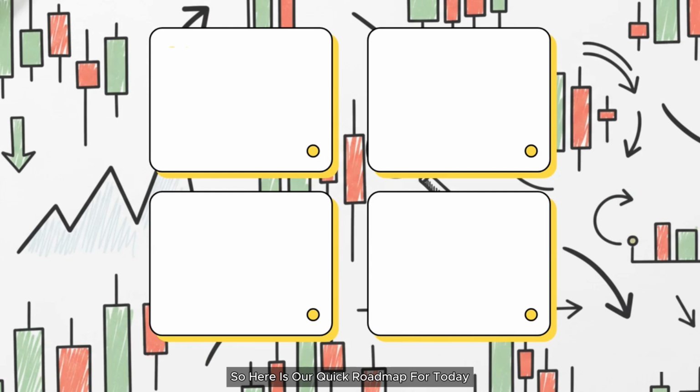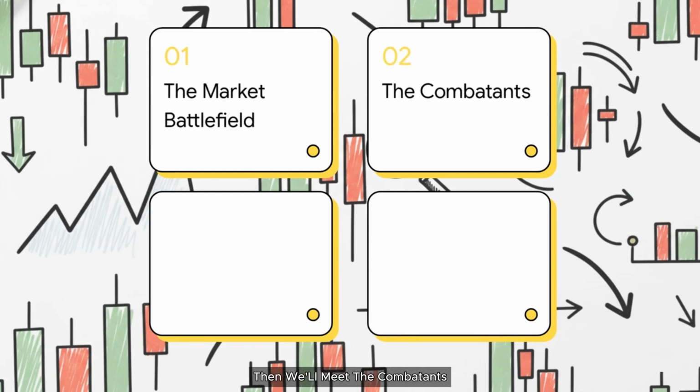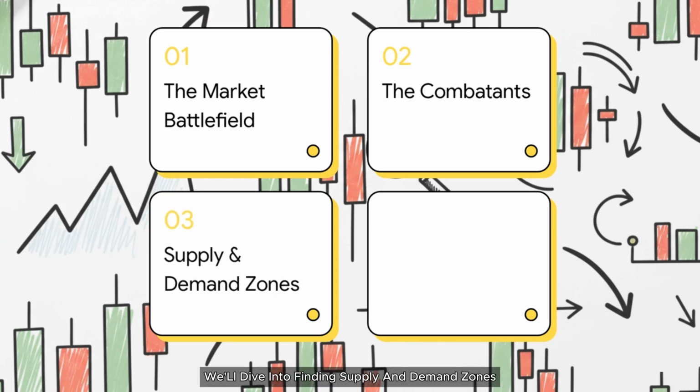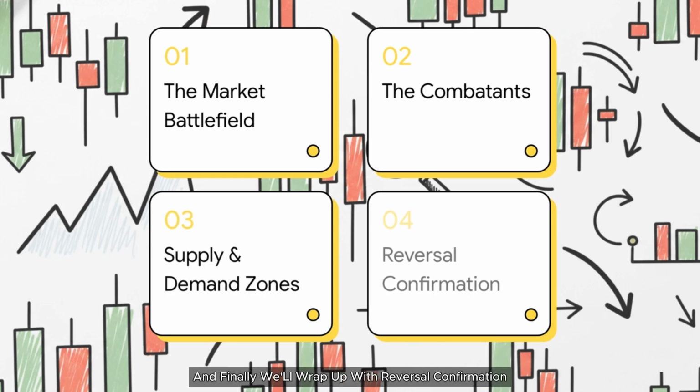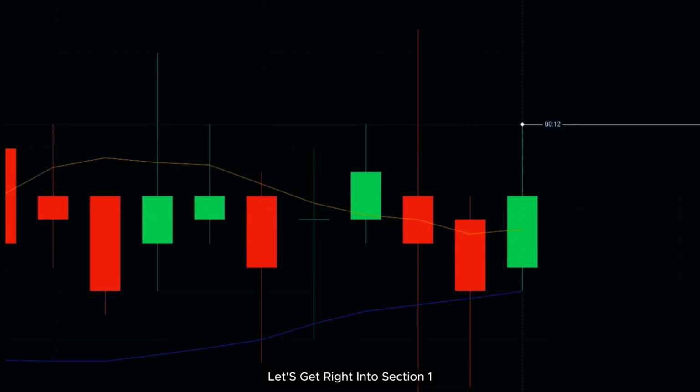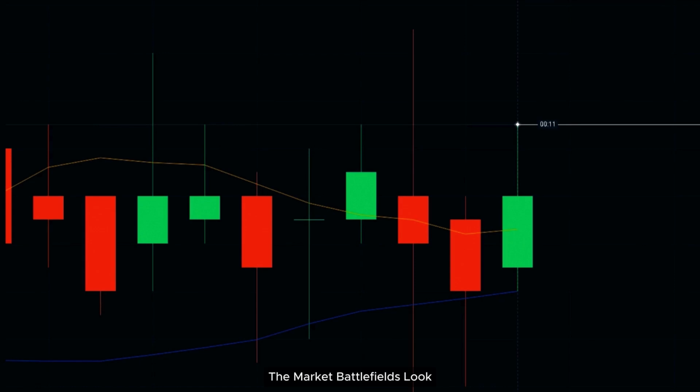So here is our quick roadmap for today. First, we'll map out the market battlefield. Then we'll meet the combatants. After that, we'll dive into finding supply and demand zones. And finally, we'll wrap up with reversal confirmation. Let's get right into section 1, the market battlefield.